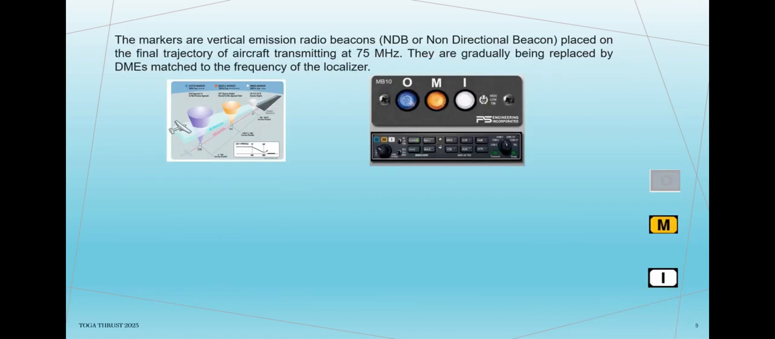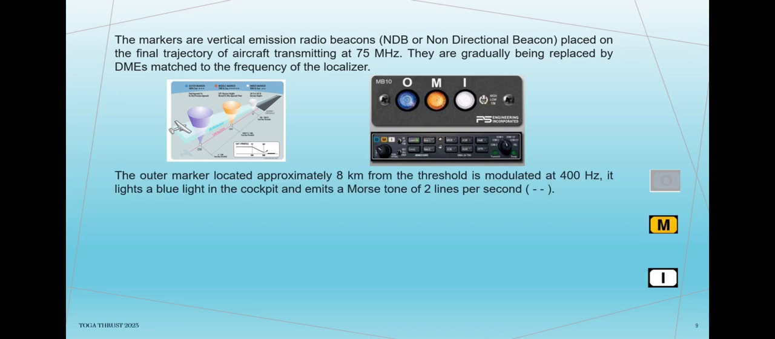The markers are vertical emission radio beacons, not NDB or non-directional beacons, placed on the final trajectory of aircraft, transmitting at 75 MHz. They are gradually being replaced by DMEs matched to the frequency of the localizer. The outer marker located approximately 8 km from the threshold is modulated at 400 Hz. It lights a blue light in the cockpit and emits a Morse tone of 2 dashes per second.